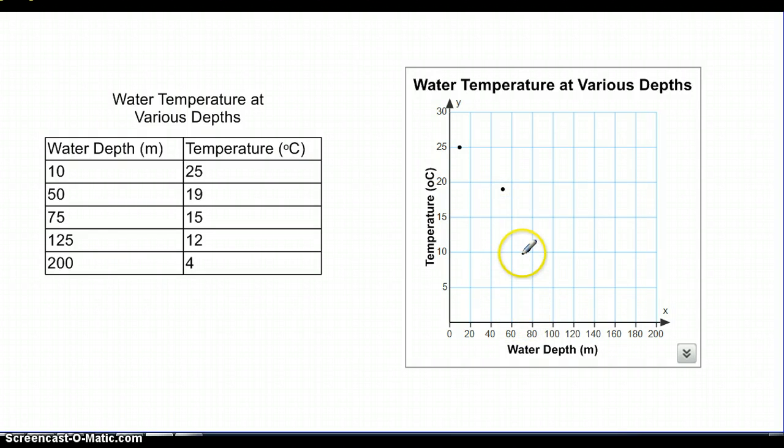At 75. And at 200, I am at 4. So now I'm going to insert a best fit line. And what this tells me is that if I wanted to know at 100 meters what the temperature would be, I would go up to my best fit line and that would give me an approximate data point for me to record. So I would know at 100 meters depth, I should have a temperature of approximately 14 degrees Celsius.